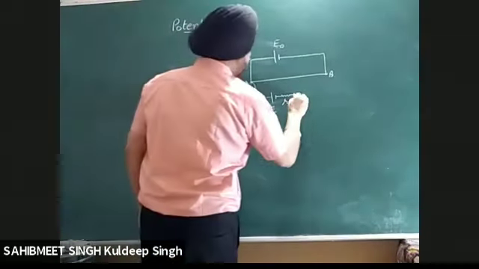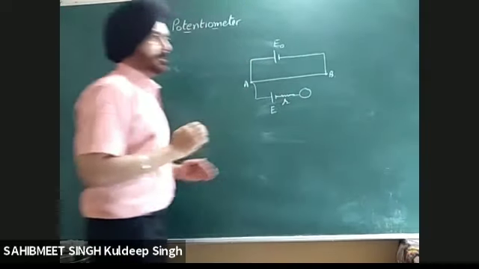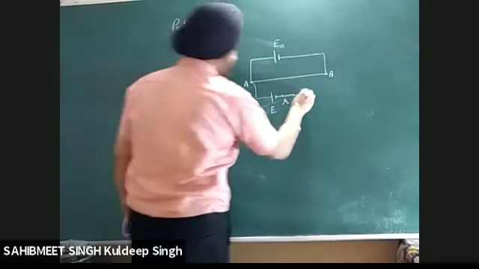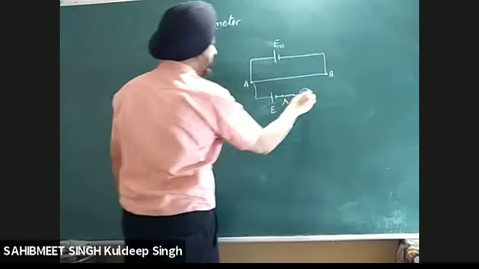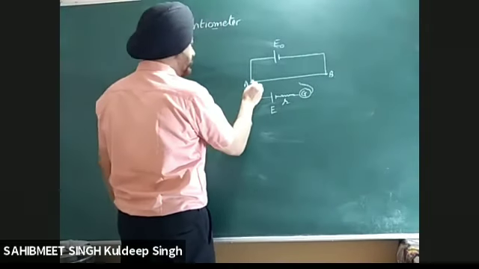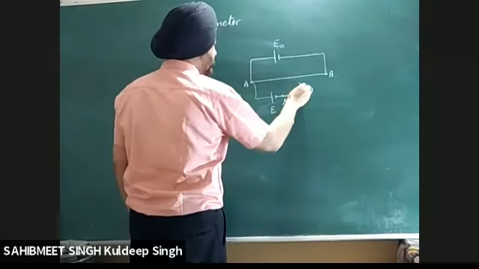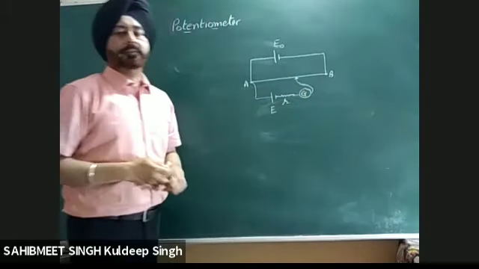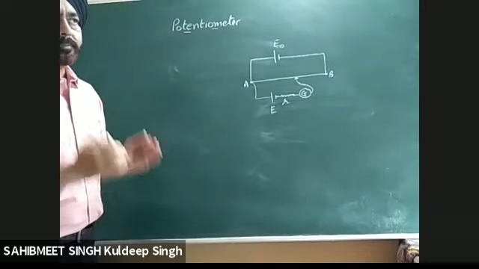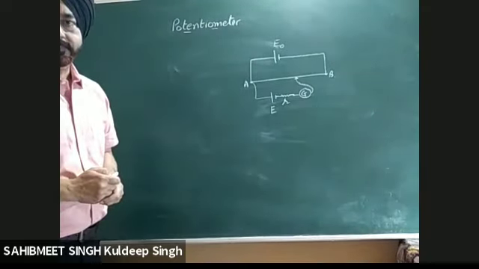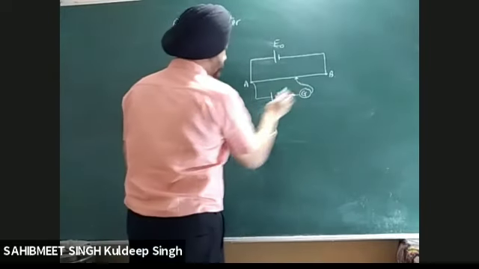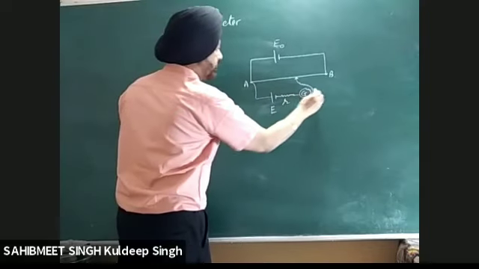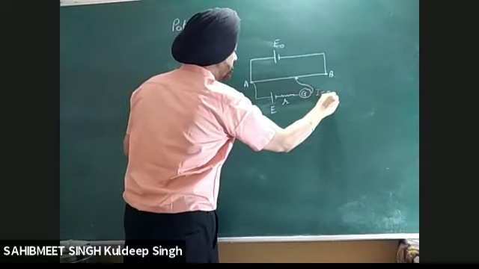We will connect a galvanometer here because the principle of the potentiometer is based upon a null point or the balance point. I have connected the galvanometer, and there is a jockey. When I slide the jockey on this wire, there will be a point on the wire where the galvanometer shows zero deflection. That point is called a null point. And in that situation, current through this circuit will be zero. There will be no current. So I can say here the current is equal to zero.